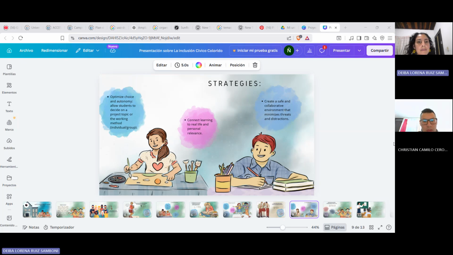This is one of the most important principles because with motivation there is learning. UDL recognizes that motivation increases when choices are proposed, connecting with real life and creating safe environments. For example, with a topic related to the student's daily life and their interests, motivation automatically increases.